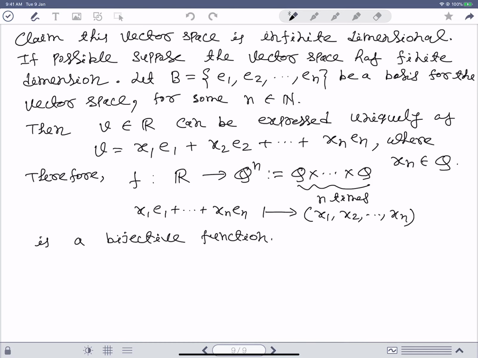Now we know that Q^n is a countable set, right? Because Q^n is a product of a finite number of countable sets, so it is countable. Now since there is a bijective function between Q^n and R, it gives that R is countable. But we know that R is uncountable, right? So this is a contradiction.